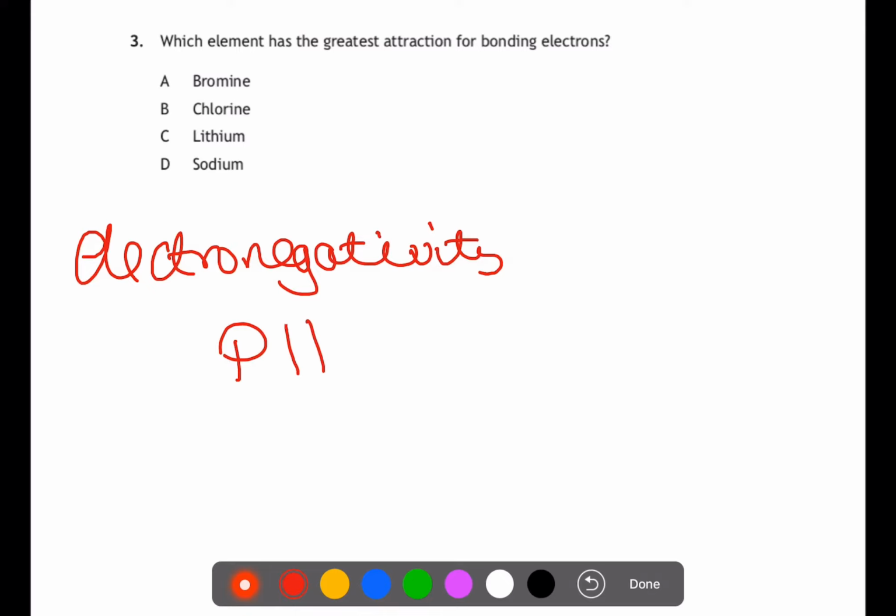If you look up page 11 of the data book, you can find that the electronegativity for bromine is 2.8, for chlorine is 3.0, for lithium is 1.0, and for sodium is 0.9. This means that our answer is B, chlorine, as it has the highest electronegativity.